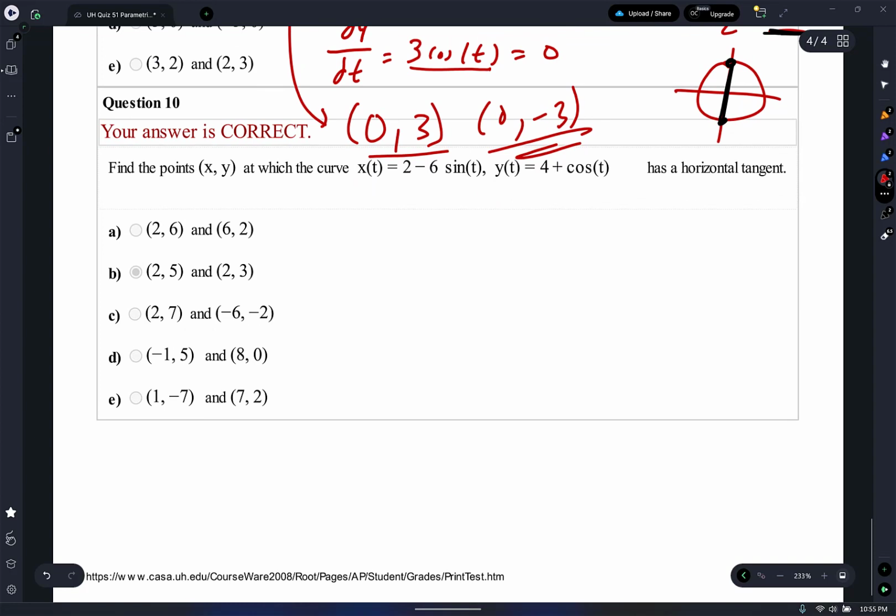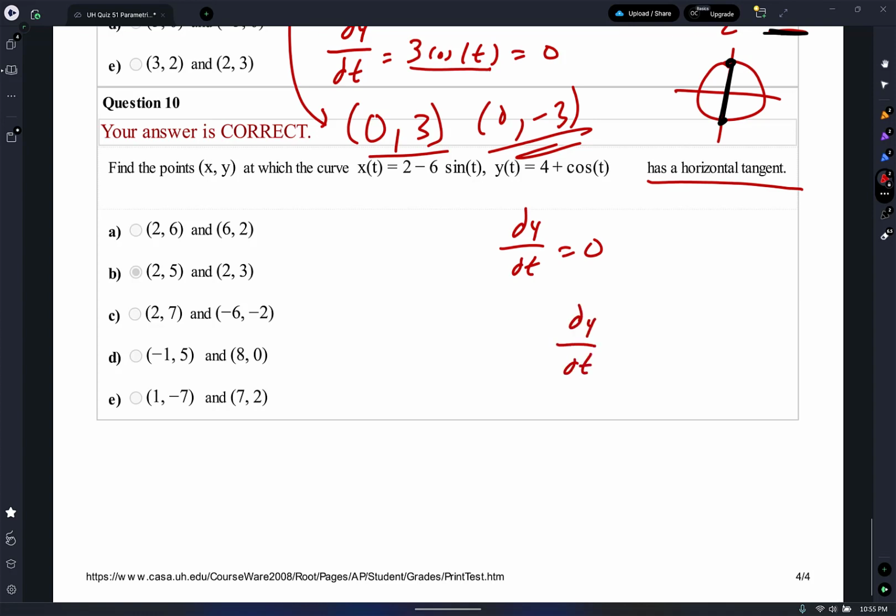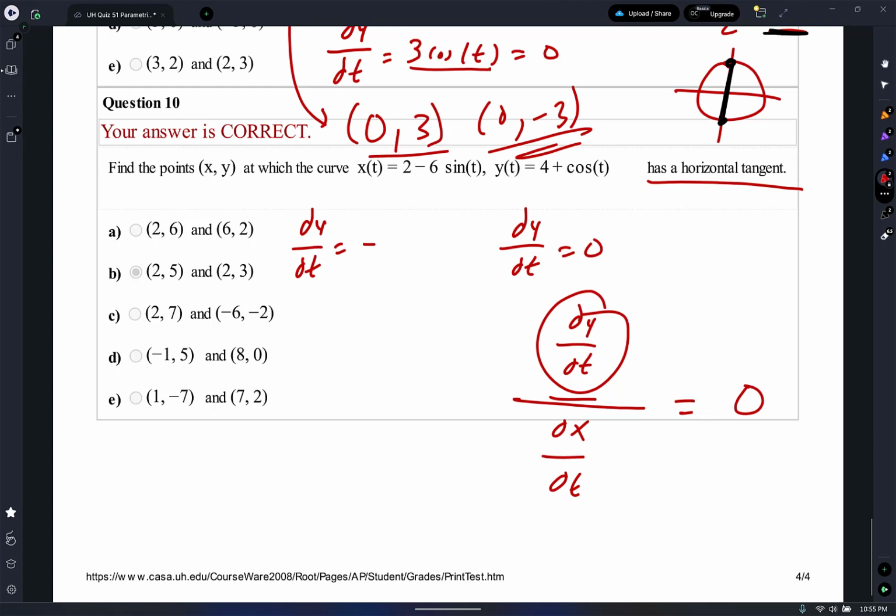Okay, and now we've got the last one. Same thing, horizontal tangent. So I want dy/dt to equal 0, guys. Again, remember, we're not robots. The only way that's going to be 0 is if dy/dt is 0. So I'm just taking a derivative: dy/dt equals, the derivative of 4 cosine t is going to be negative sine t. And where's that 0?